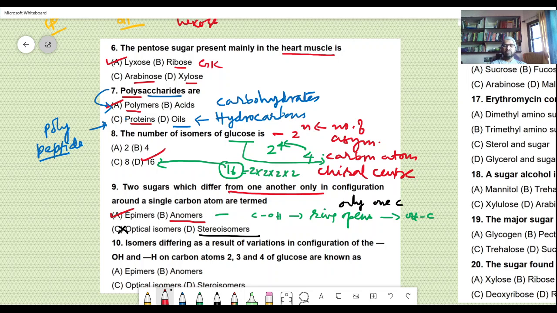Then the next question: isomers differing as a result of variation in configuration of the OH and H. This is quite the same type of question. You can see that it is epimers again. Because you have OH on the right and OH on the left at carbons 2, 3, 4 of glucose, and even if they are at the fifth carbon atom, it is also an epimer. So epimers is for only one carbon atom. It's not a stereoisomer and it's not an optical isomer.